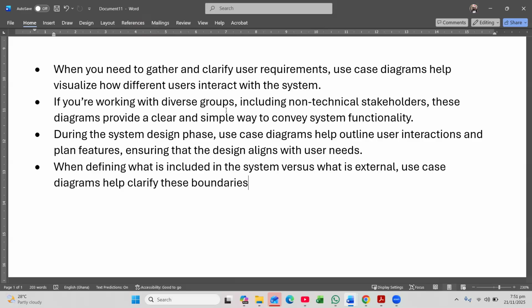Now, during the design phase of the system, the use case diagram helps you to outline the interactions of the system. My system, when you start, you log in. When you log in, you click here. From here, you do this. From there, you do that. The user can do this. You are specifying the action so that at the end of the day, when you want to code, you know the modules you should code. You know the line of actions you should take.